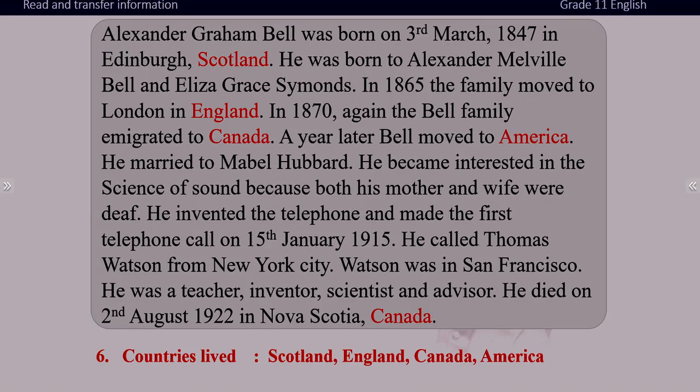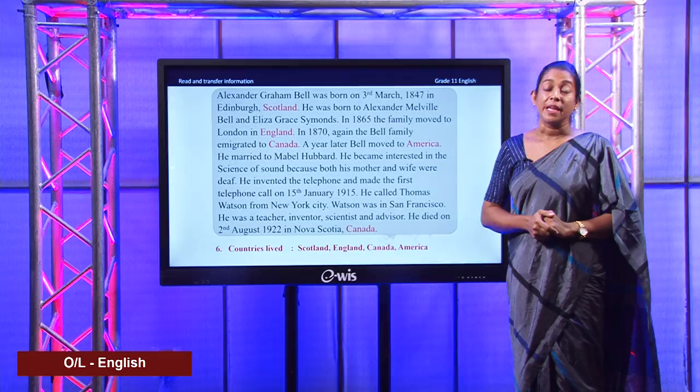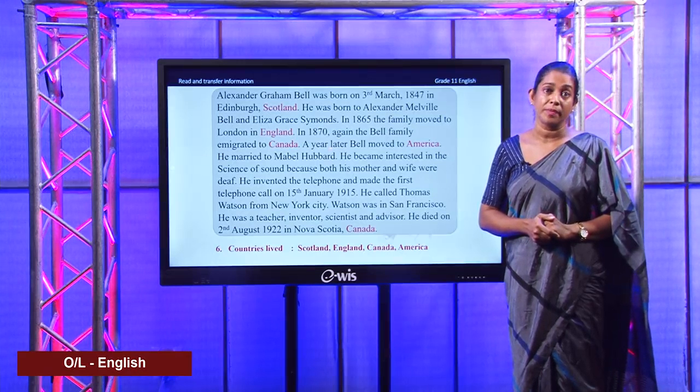First, he was born in Scotland, that is one country. Then the whole family moved to London, England, that is the second country. Then the Bell family emigrated to Canada, the third country. A year later, Bell moved to America, the fourth country. Now, as you can see, children, he has lived in 4 countries in his life.